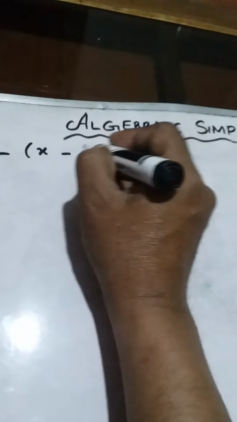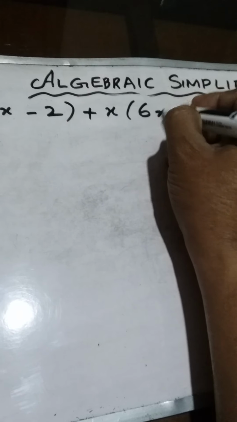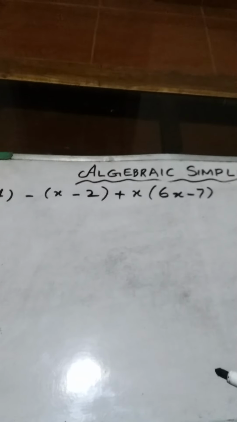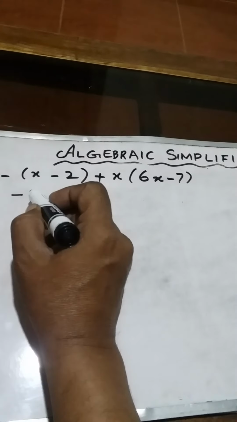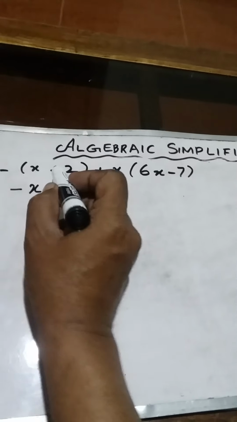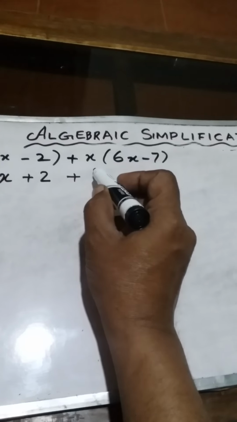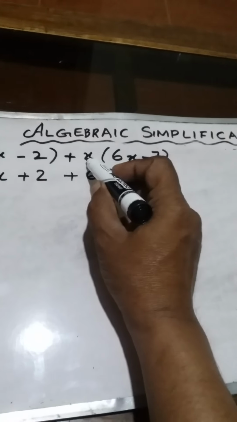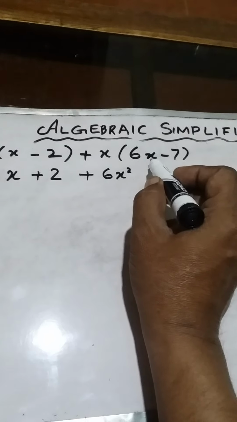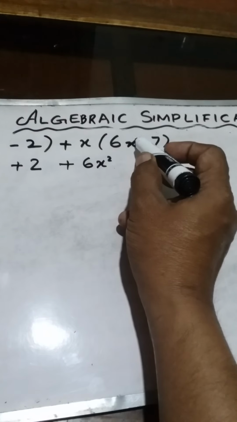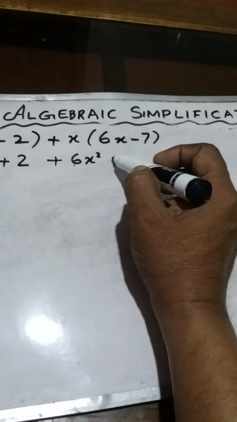minus x minus 2 times plus x and 6x minus 7. This is the question. So minus times plus will become minus, and we will have x here. Minus times minus will become plus, we will have 2 here. Plus times plus is plus, this will become 6x square. See, the process of multiplication is going on over here. x and x are the same variable. The power of x is 1 and the power of this x is also 1, so it will become 2. So 6x square is the answer here.